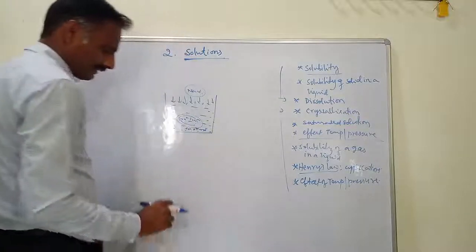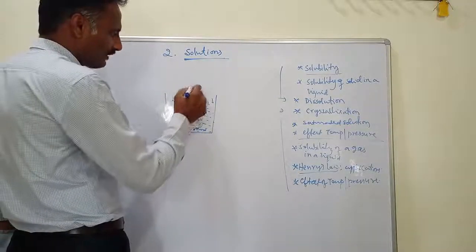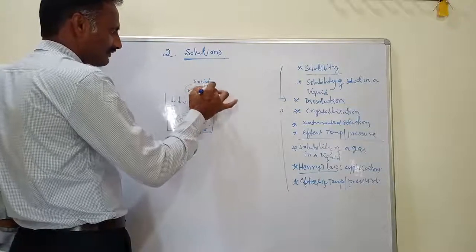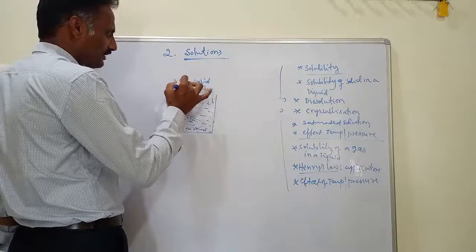Next, what are the factors affecting the solubility of a solid? What are the factors which affect solids? NaCl is a solid, sugar is a solid.